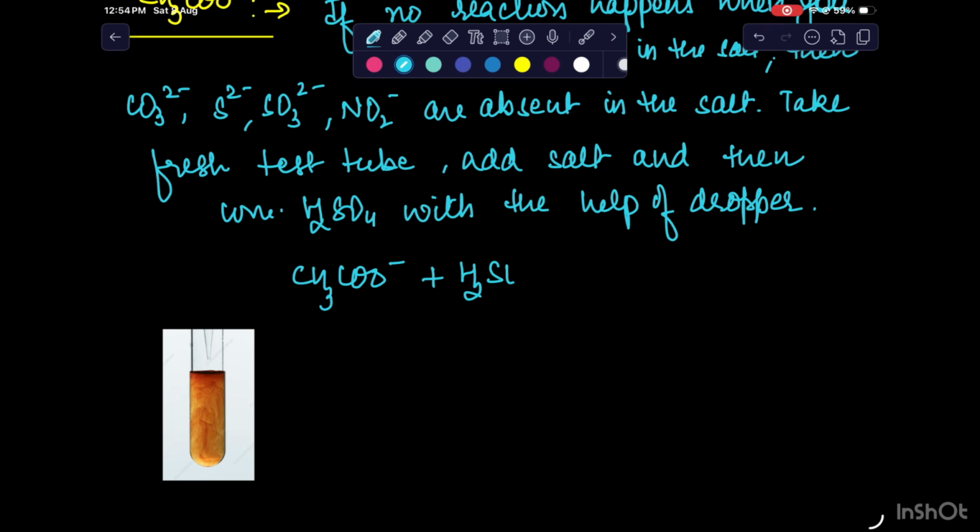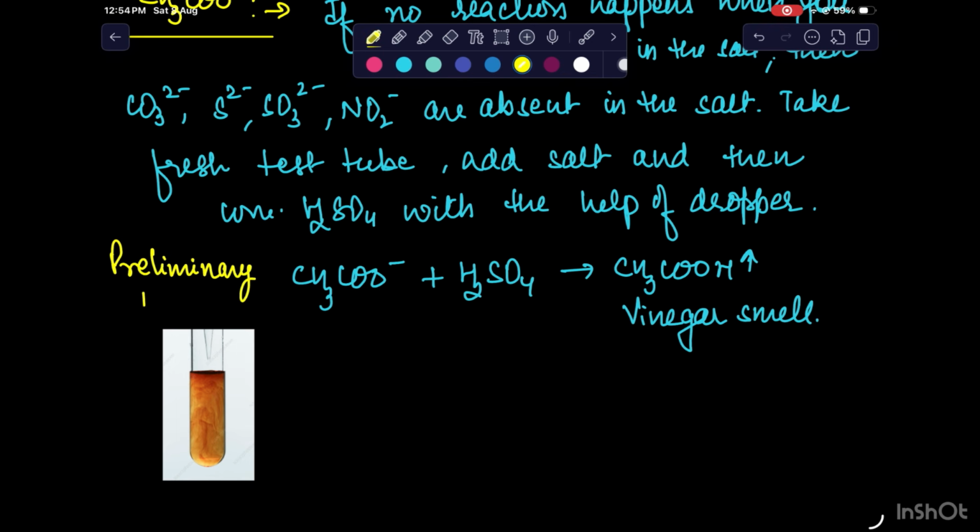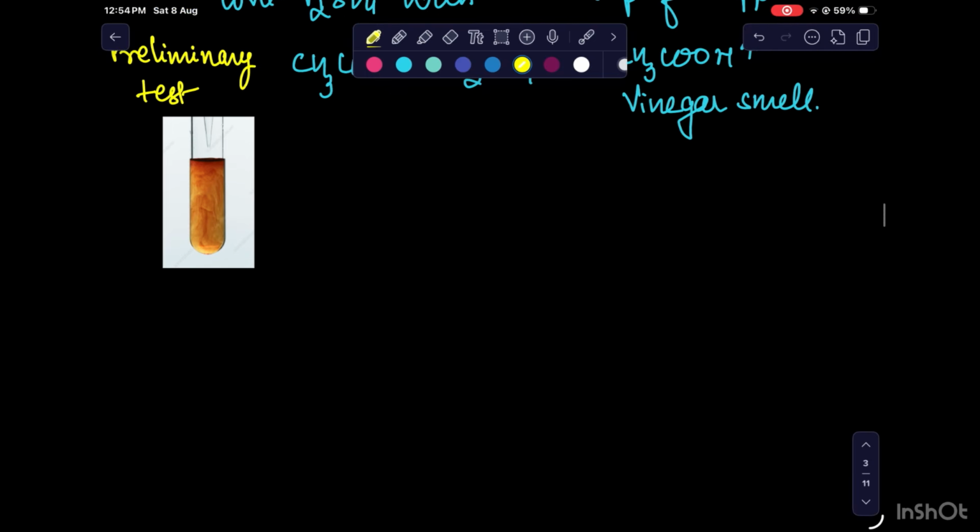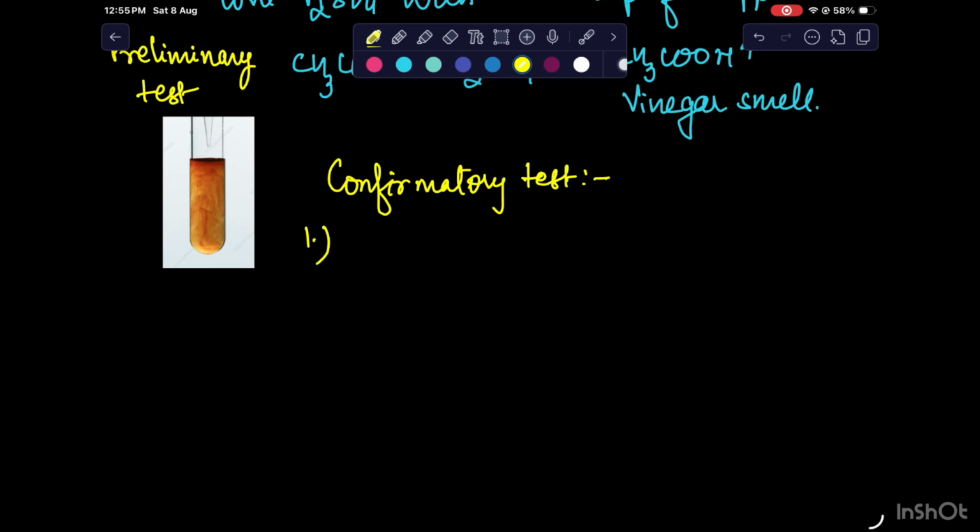So for the test of acetate, we will add concentrated H2SO4 and we'll smell vinegar. If the vinegar smell is there, it means that it has the acetate anion. This is a preliminary test, right? For the confirmatory test, we want to get this brown color which is shown here in the test tube, and this brown color will come when we add neutral ferric chloride to the test tube. So we take the salt, and then we add concentrated H2SO4 and neutral ferric chloride to it.